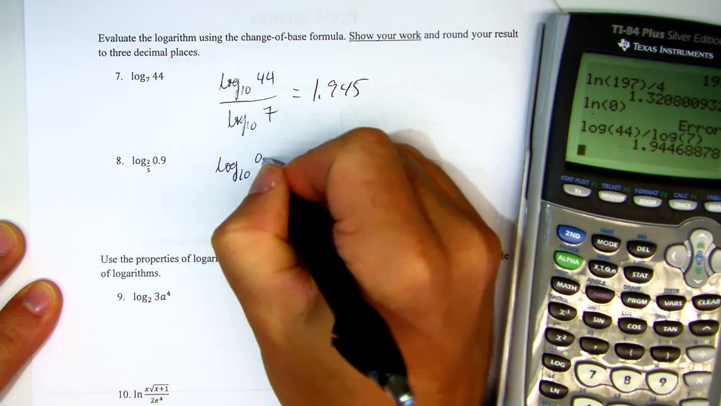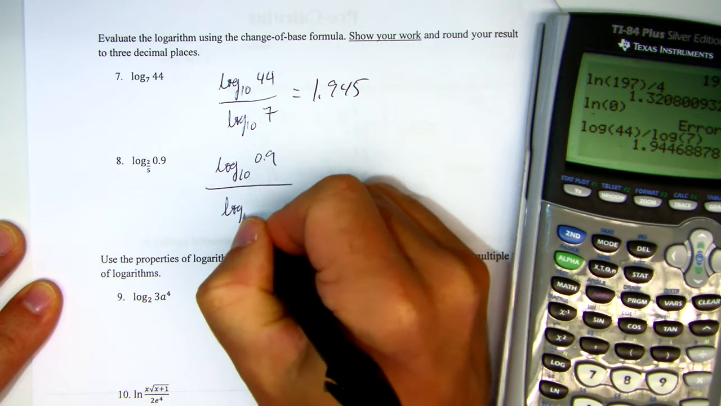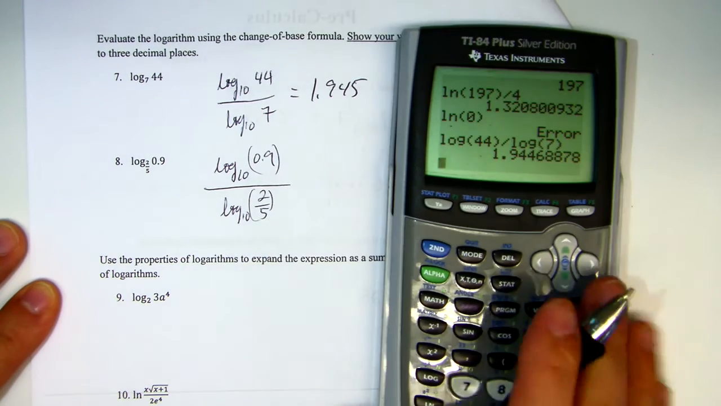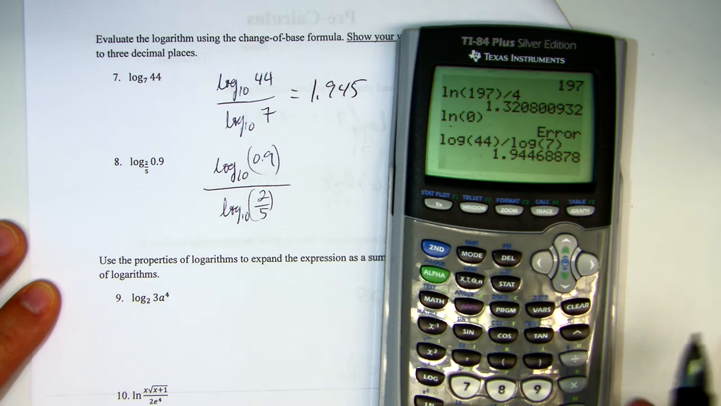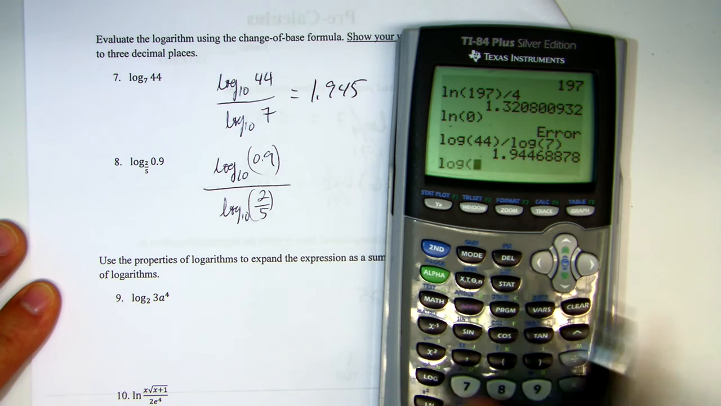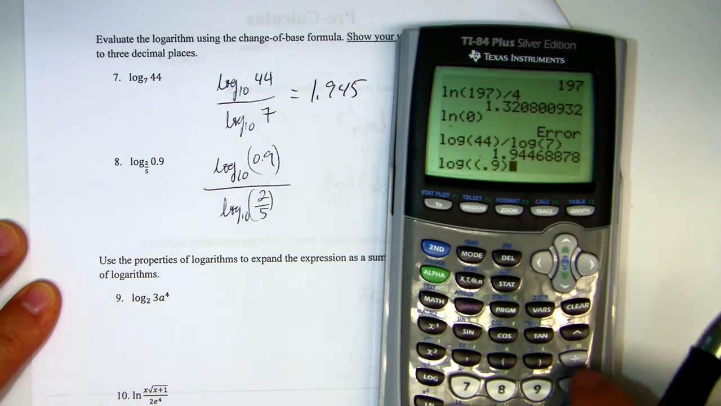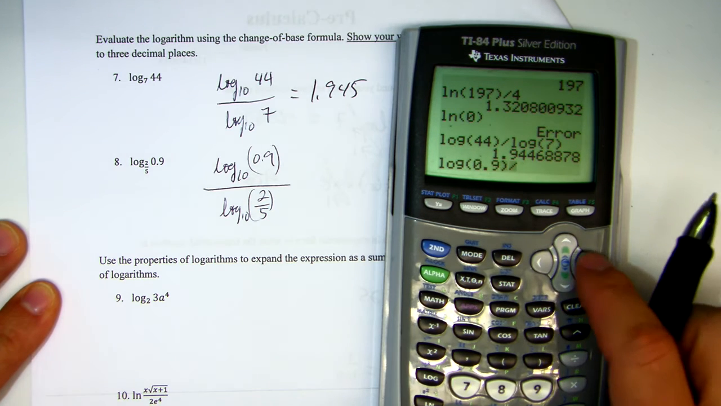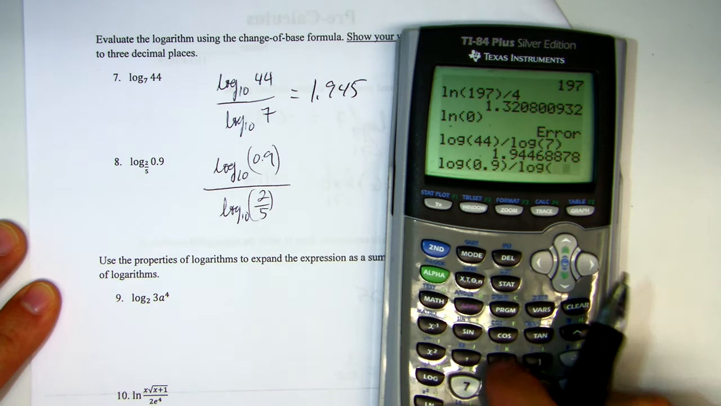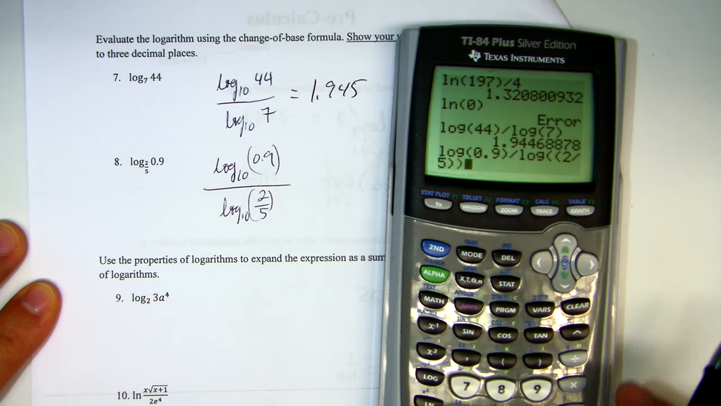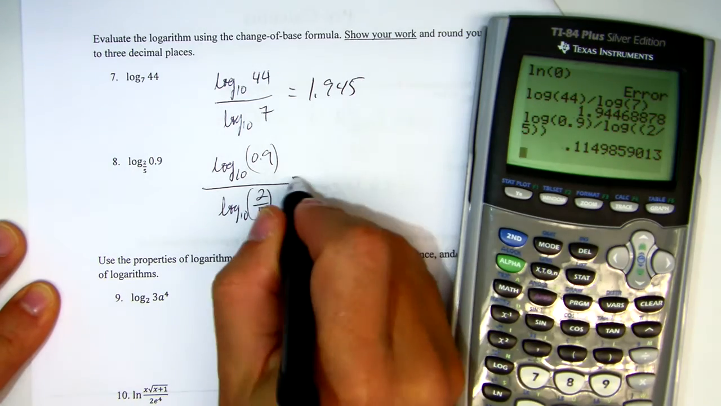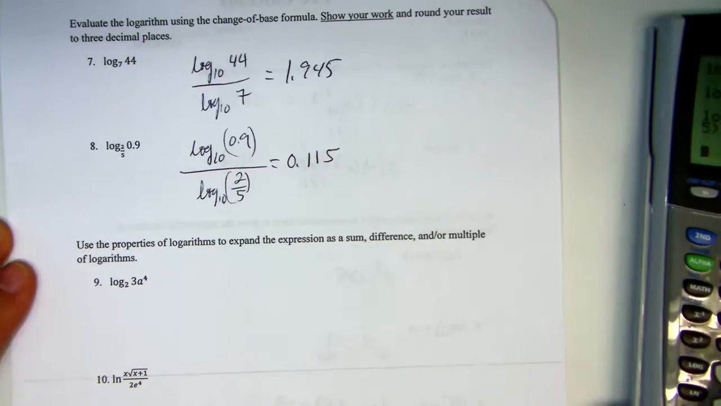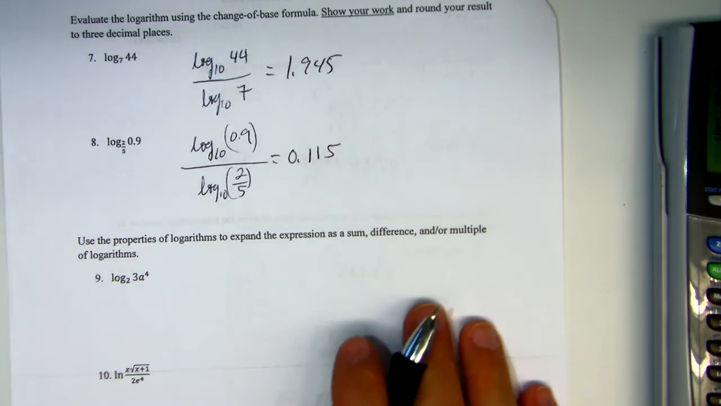Log base 10 of 0.9 divided by log base 10 of 2/5. It's okay, but I would just leave it. So log 0.9 divided by log of 2 divided by 5, and I get 0.115.